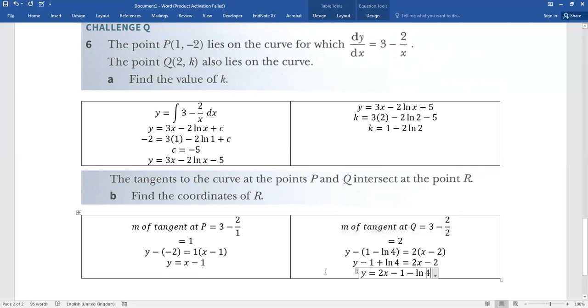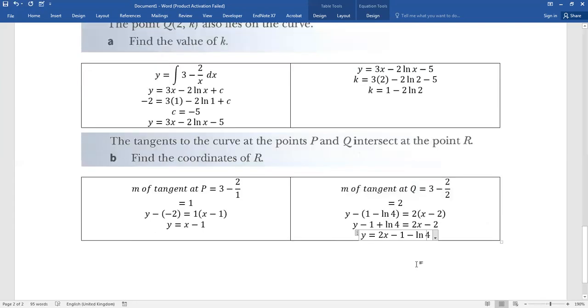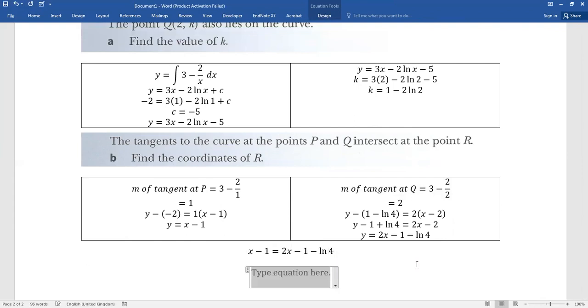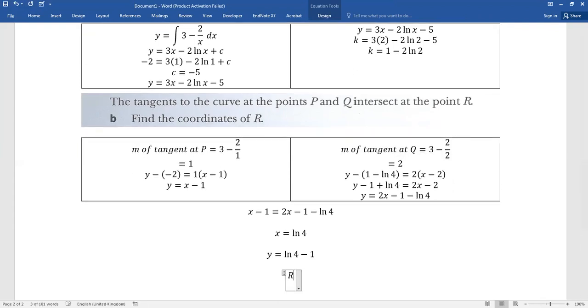And you can just solve both of them simultaneously to get your value of x and then your value of y. So x minus 1 is equal to 2x minus 1 minus ln4. x goes on that side, 1 and 1 cancel. x is ln4, and the value of y is ln4 minus 1. So the coordinates of R are ln4 and ln4 minus 1. These are called the exact coordinates of R. Is this clear? Yes, sir.